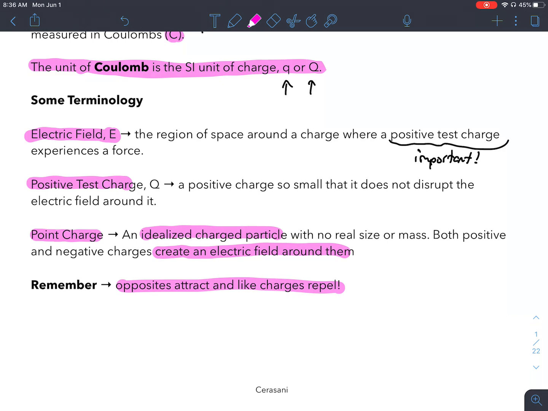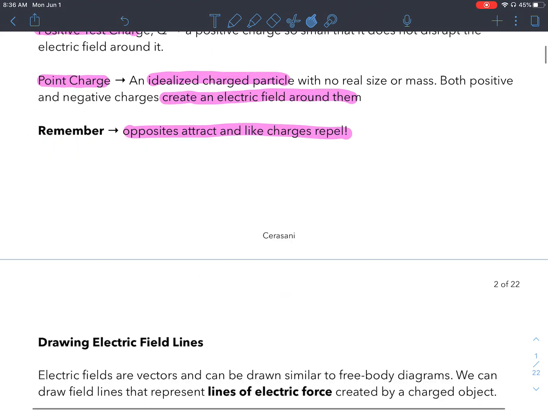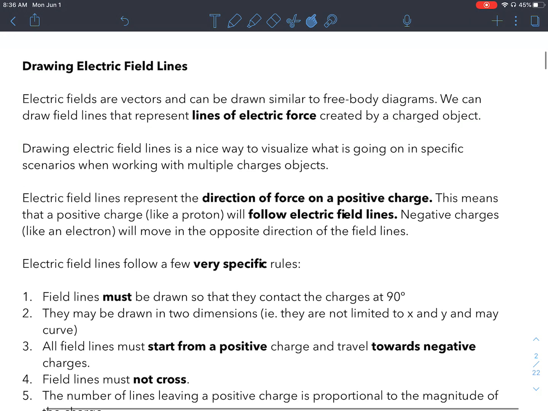Okay, you take two positive charges, you put them together, they're going to repel. You take a positive and negative, they're going to go together, just like magnets do. Okay, so what we need is a way to visualize electric field lines, because obviously you've never seen an electric field line out in the real world. That's because you can't see them.